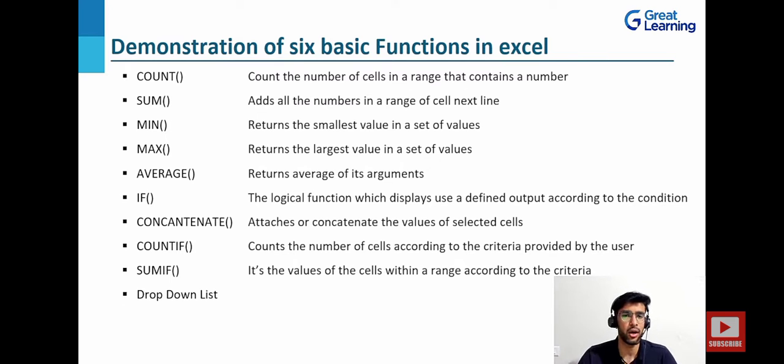Basically, the count function counts the number of cells in a range that contain a number. So here the count function actually checks whether the cell contains a number or not. That's a very simple definition. The sum function adds all the numbers in the range of cells. Now coming to the min function, it returns the smallest value, and the max function returns the highest value.